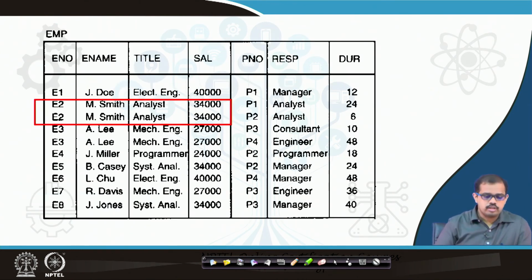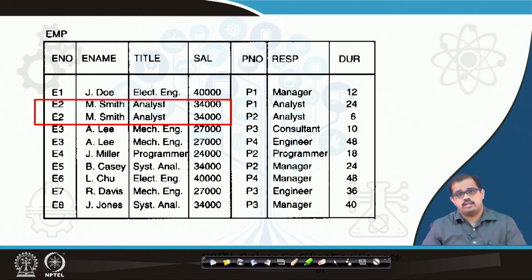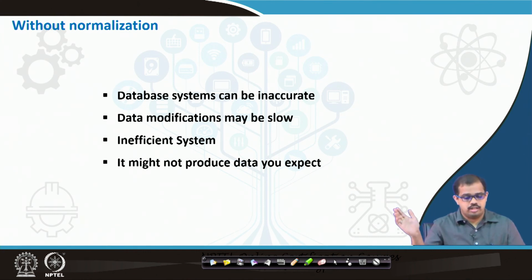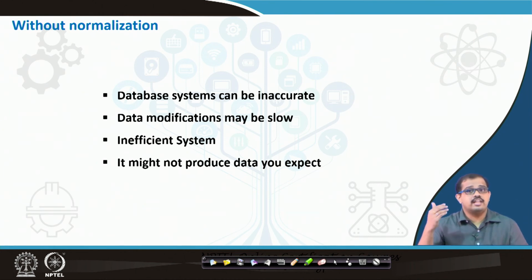I have already spoken about this, so I would not get into it again. In case your database is not normalized at all, then your database systems can be inaccurate, in terms of the data that it is representing, the data that is stored in different places, and the data that is connected. That can be inaccurate. For a query it can give wrong results. And data modifications may be slow without normalization, and it can be an inefficient system.